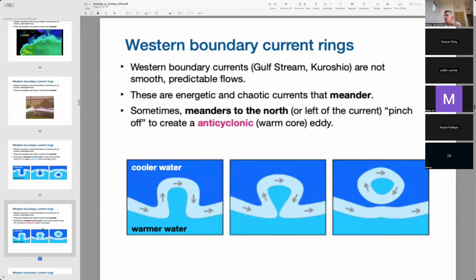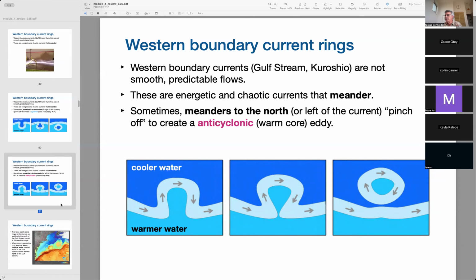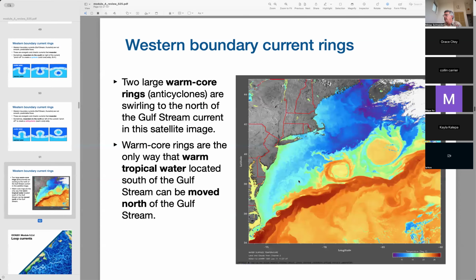Whereas on the warm side, it's the same sort of process, but now we have an undulation or meander of the Gulf Stream that pinches off into an eddy towards the northern, the cooler side. It will trap warm waters, and associated with this will be an anticyclonic eddy. You see it very nicely here in the pictures.